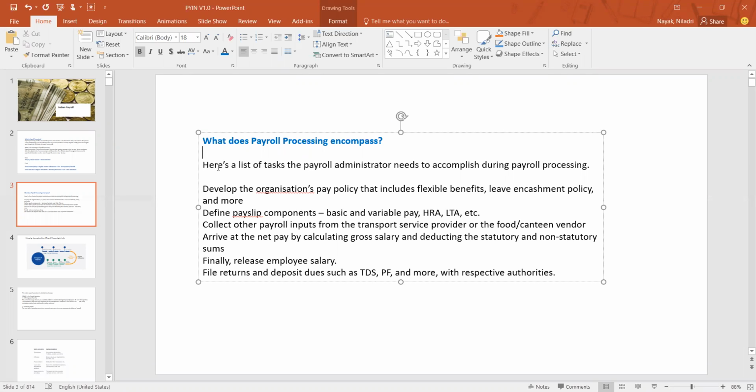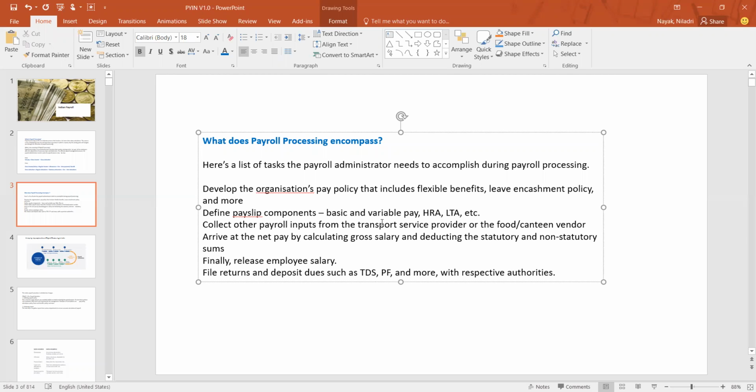So when I say payroll processing, what are the things payroll processing encompasses? Your payroll administrator will be accomplishing all the payroll activities. And in a typical payroll processing, what will happen? Every organization will have certain kinds of pay policies. What is an example of a pay policy? Can you tell me, Srikant, Lakshmi? When I say payroll policy, what can be a typical example?